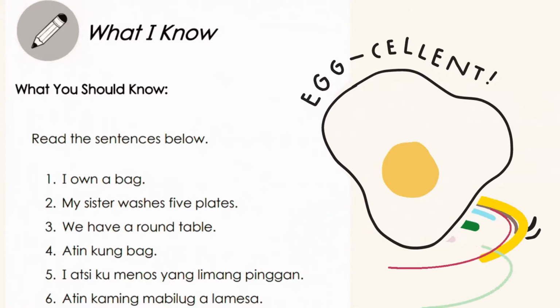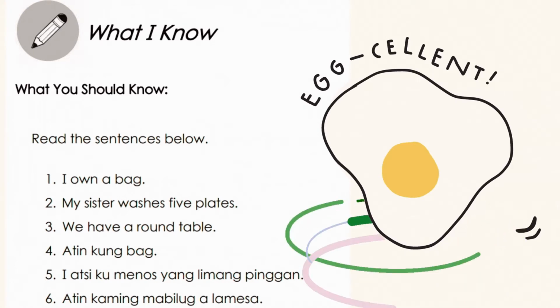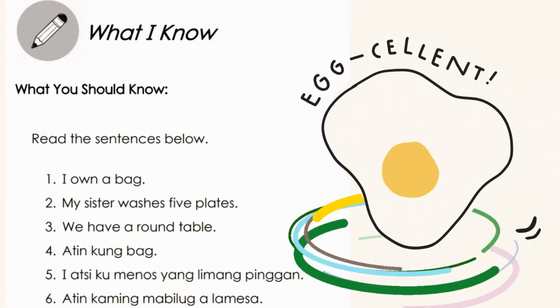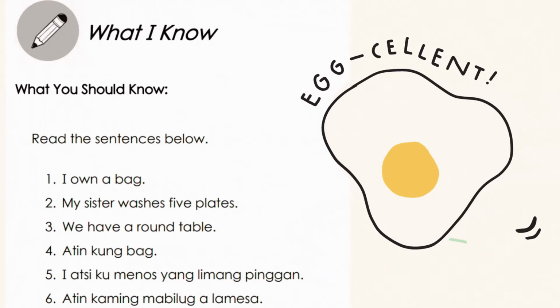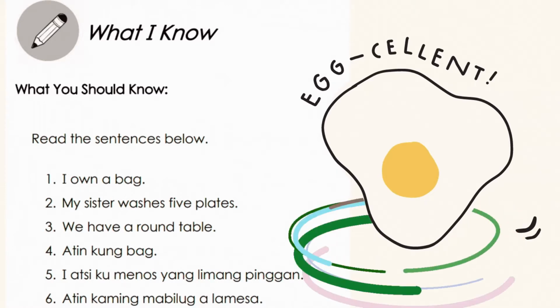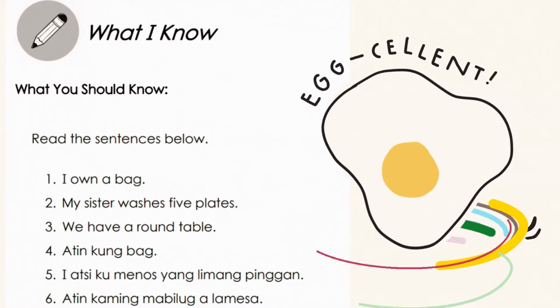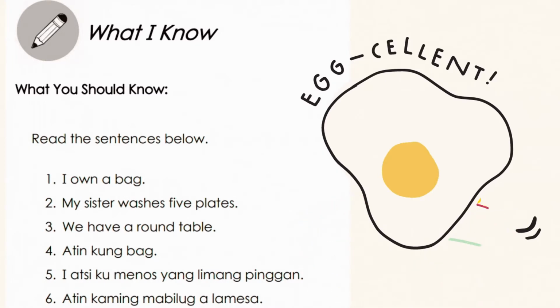For what I know, or what you should know, let us read the sentences below. Number 1, I own a bag. Number 2, my sister washes 5 plates. Number 3, we have a round table. Number 4, atin kong bag. Number 5, iachi ko menos siyang 5 pinggan. Number 6, atin kaming mabilog a lamesa.